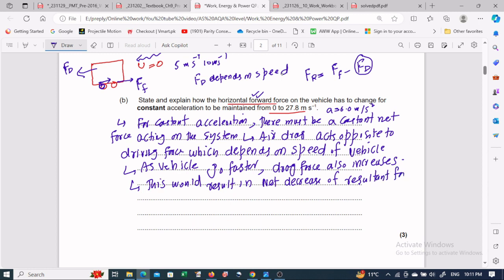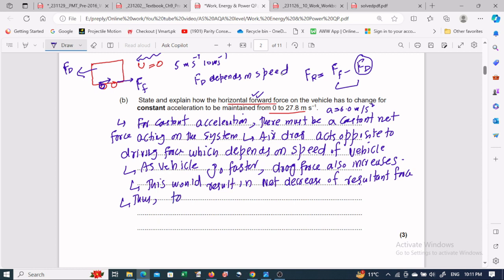The resultant force is the total force, the difference between the forward force and the drag force. If you take the difference, we get the net force. So the net force decreases. If the net force, the resultant force, decreases, then our acceleration could not be 6. So in order to maintain the acceleration, we have to increase the forward force until the acceleration becomes 6.0. This is the main important point.